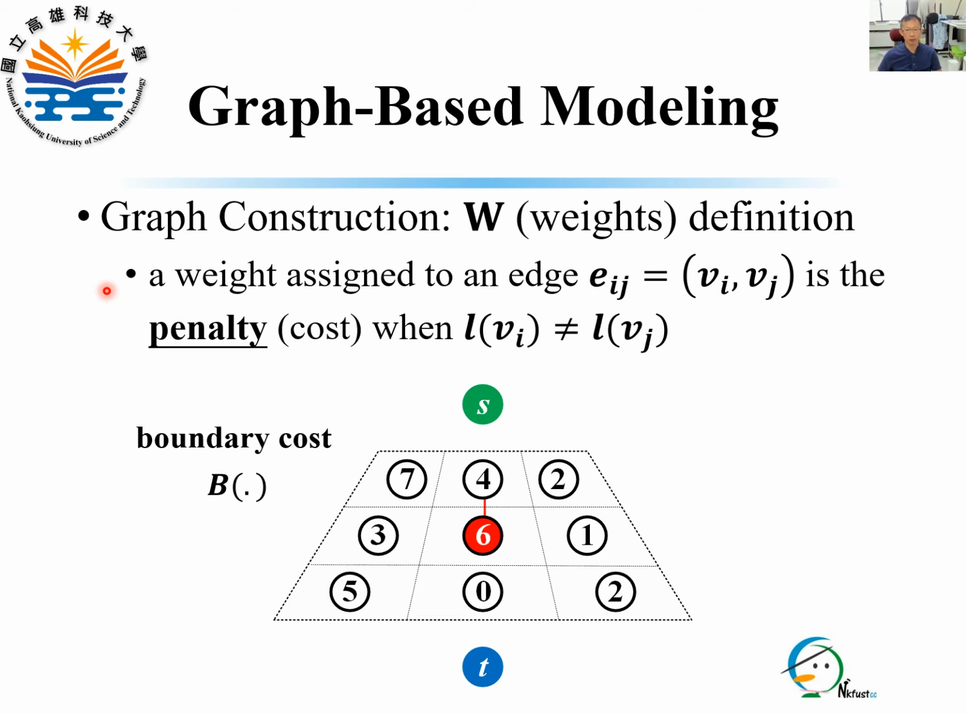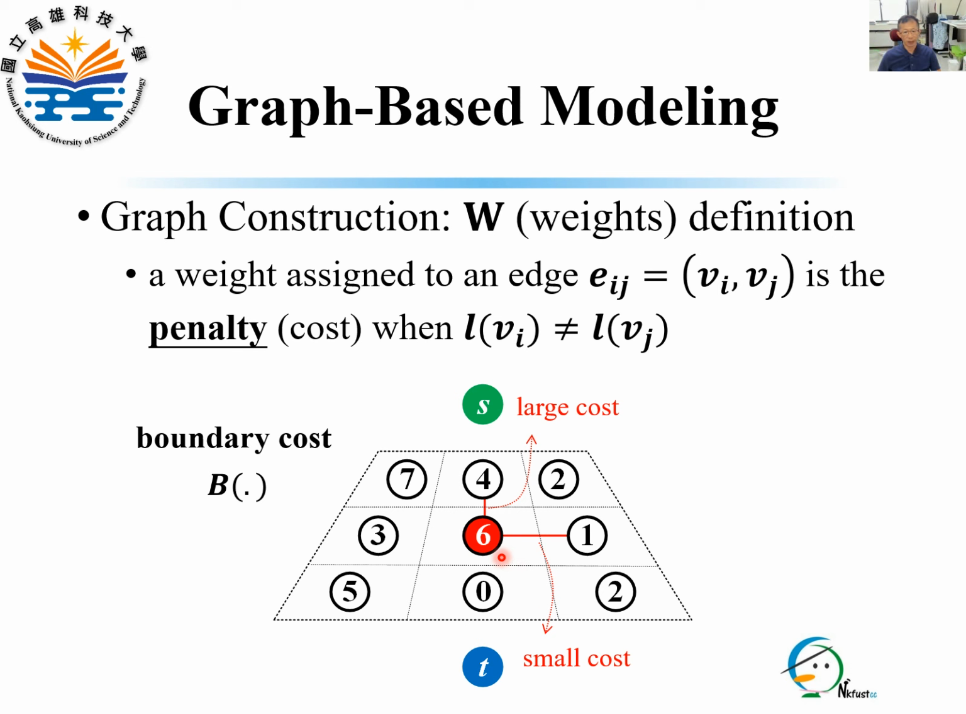For the weight definition, a weight assigned to an edge E sub ij represents the penalty or cost when the labels of Vi and Vj are different. This paper uses the weights on neighboring edges to encode the boundary property, and the weights on terminal edges to encode the region property. Take this red vertex as an example. It has a small intensity difference of 2 with the vertex above it. According to the boundary property, they should have the same label. If they do not have the same label, we assign a large cost to this edge.